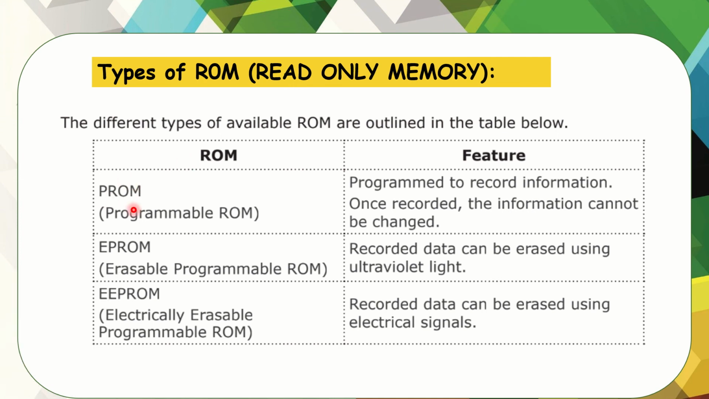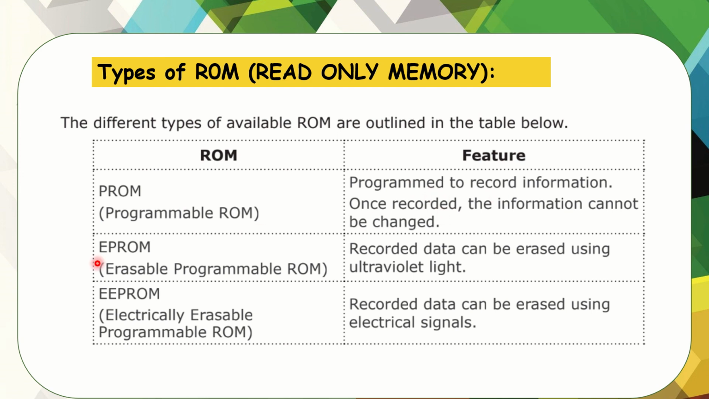These are the types of ROM you have and these are their features. First, if we talk about PROM, it is programmed to record information. Once recorded, the information cannot be changed. This is the feature of PROM, that is programmable ROM. Once you have recorded the information, you cannot change it.